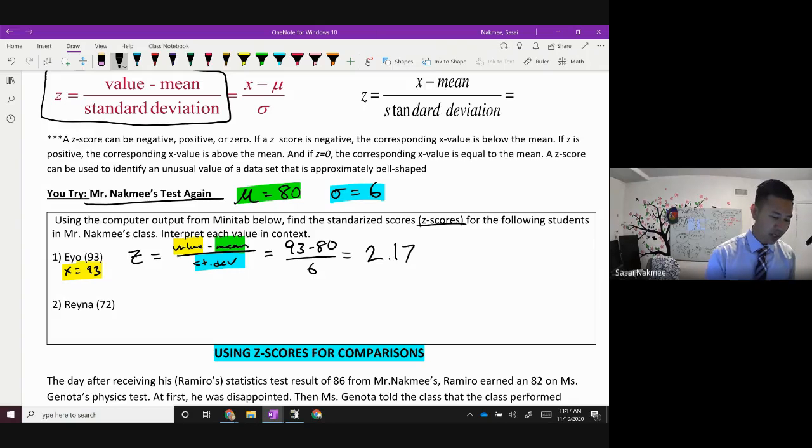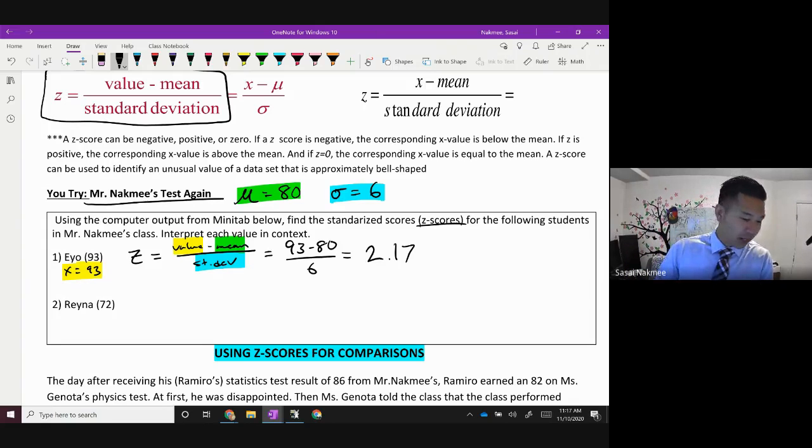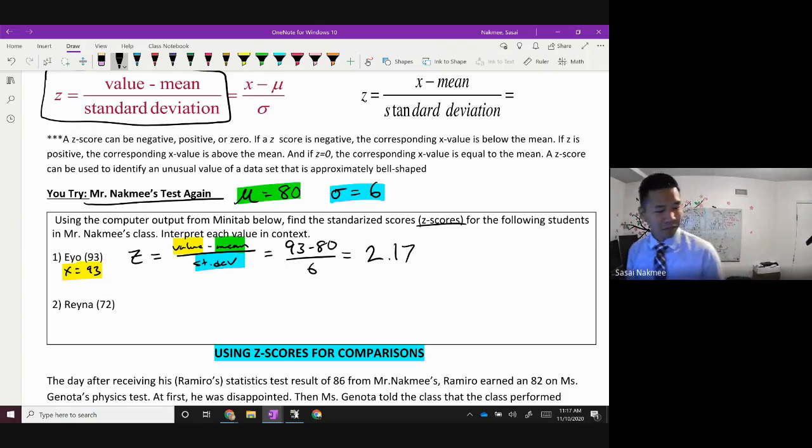That means that Ayo is doing better. He has a z-score of 2.17, which is on the top side. He's pretty far from the average, right? He's not hella far, but he's pretty far. And that's how you calculate your z-score. That's pretty much the idea. Your z-score is just, like I said, a standard score to help you measure.